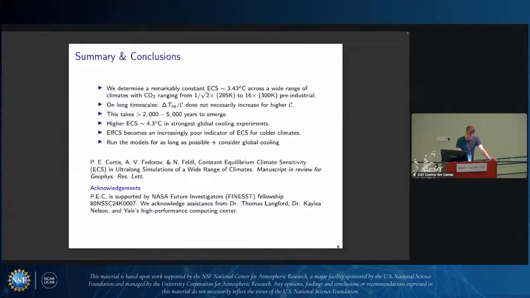So to leave you with a summary and some conclusions: within these experiments of CESM1, we've determined an almost constant ECS of about 3.43 degrees C across a wide range of climates. These correspond to global mean surface temperatures at equilibrium between about 285 and 300 kelvins. And the main implication is that once we get to the very long timescales, this ratio of delta T_EQ over C doesn't necessarily increase for higher C, which is a big result in our opinion, and this is something that really takes multiple thousands of years to emerge in the model. And so when we're dealing with ECS, we should be running the models for as long as possible, and it also helps to consider global cooling to have a systematic analysis between cases.